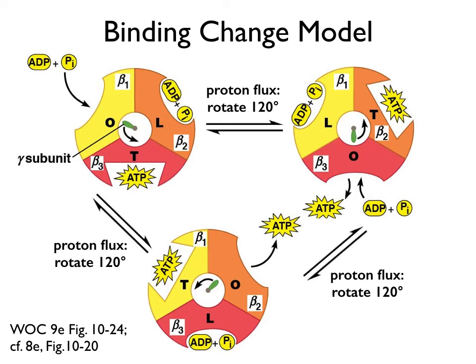As this rotation occurs, you can see that the beta subunit labeled with a capital letter L, which had been holding an ADP and an inorganic phosphate, now catalyzes the formation of ATP. That's the happy sunshiny molecule on the upper right. At the same time, the subunit that was unoccupied and labeled with a capital letter O now becomes labeled with a capital letter L, because it has now bound another pair of ADP and inorganic phosphate.